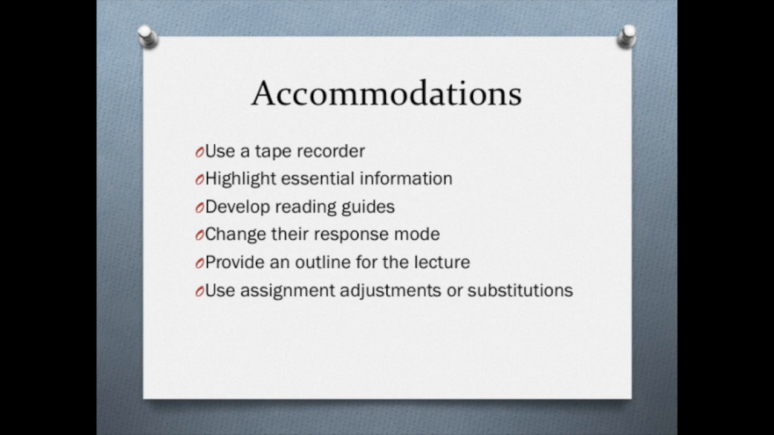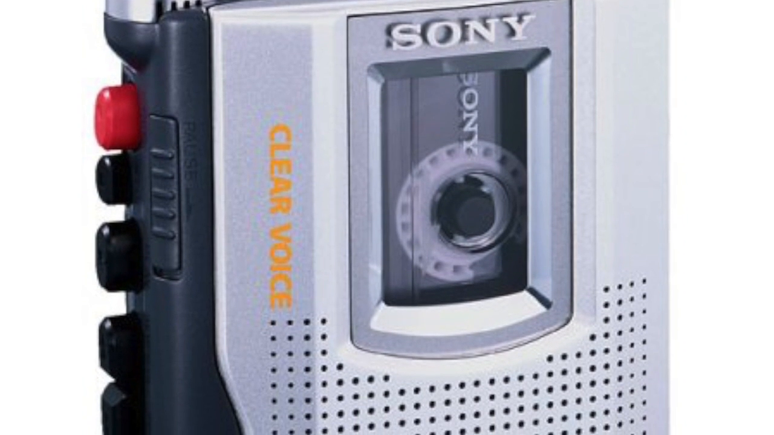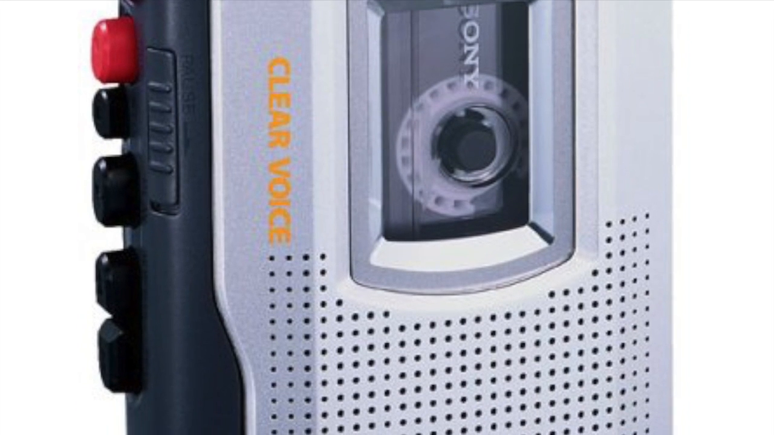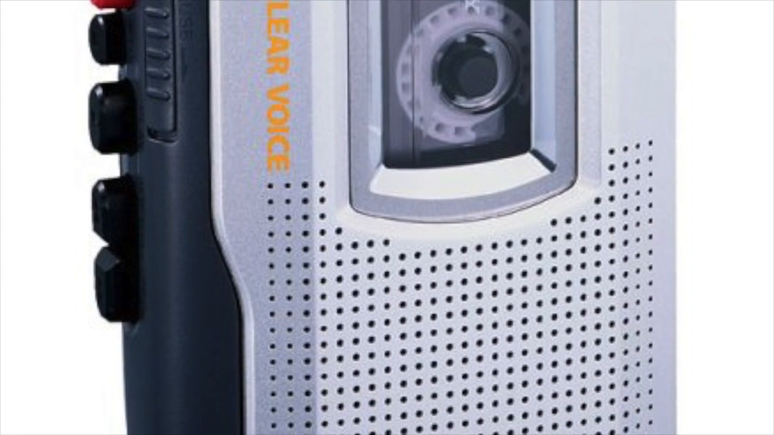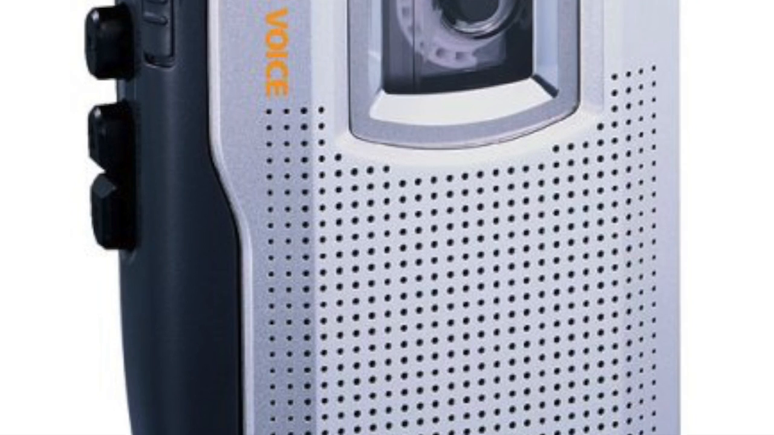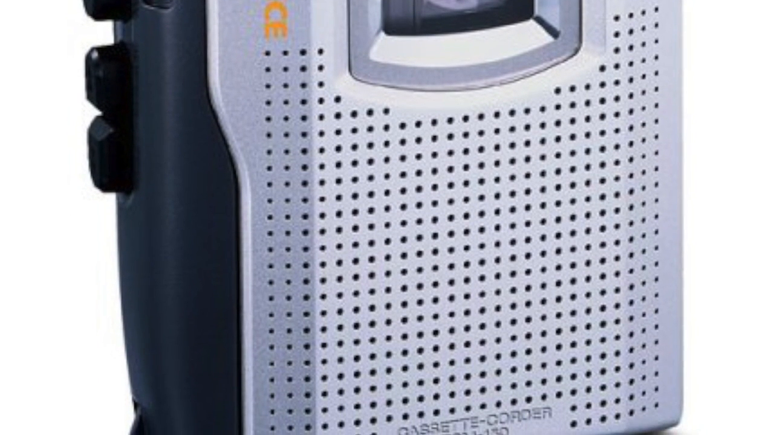Accommodations and modifications are essential in the learning success of students with dyslexia. A few modifications and accommodations are using a tape recorder. Many problems related to dyslexia are reading disabilities. Using a tape recorder gives the students an opportunity to listen to the lecture and directions again to clarify.